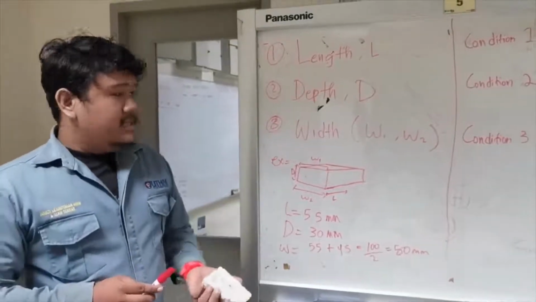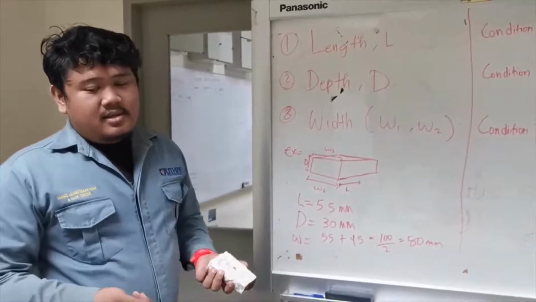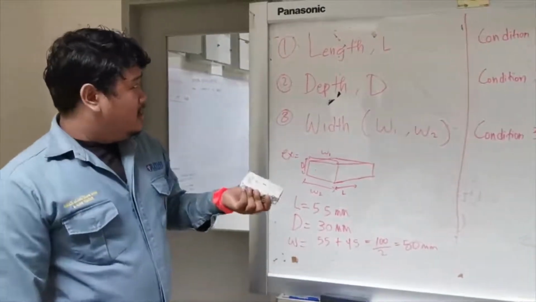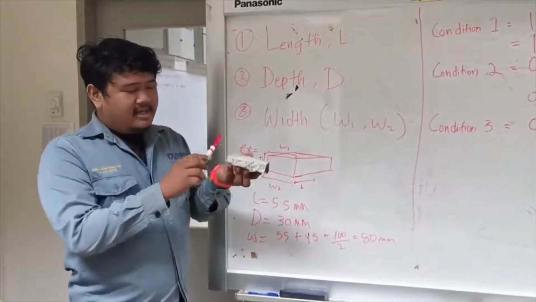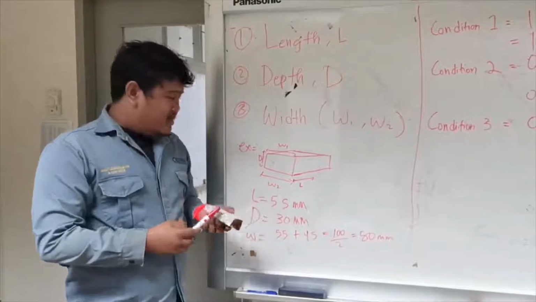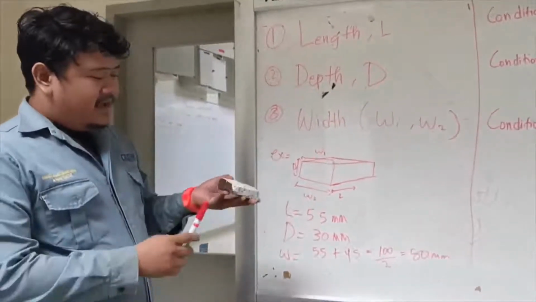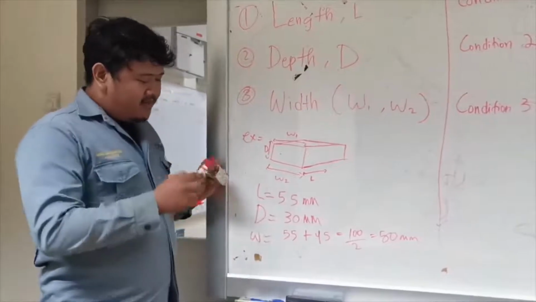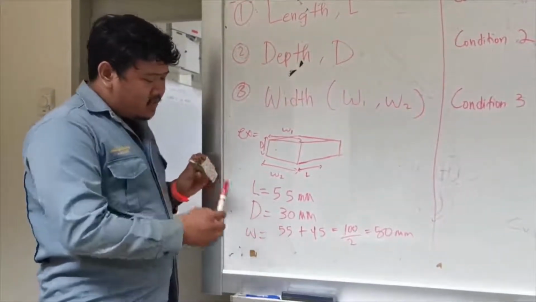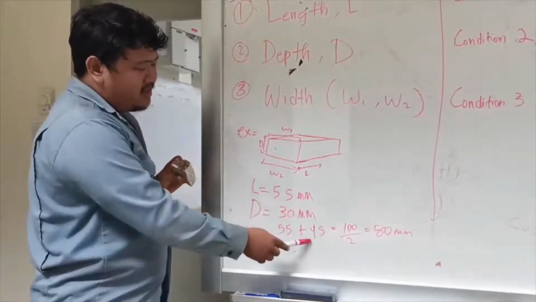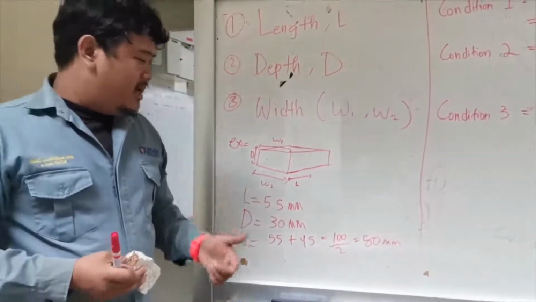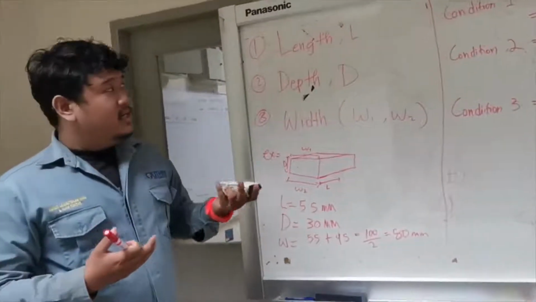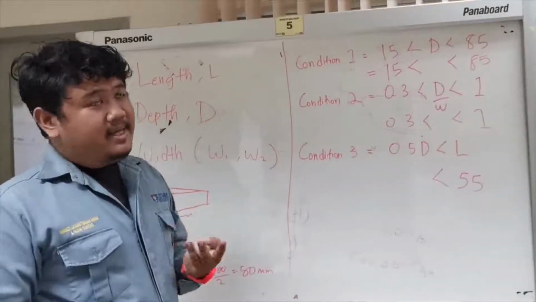As I mentioned before, there are three properties that you need to consider before conducting the point load test. First, the length, the depth, and the width. So as you can see from this rock, the length is from the middle of the rock until the end of the rock. For this rock, the length is 55 mm, and the depth is from here to here, it is 30 mm. For the width, the longest width is 55 mm, and the short width is 45 mm. After you add, you get 50 mm average.